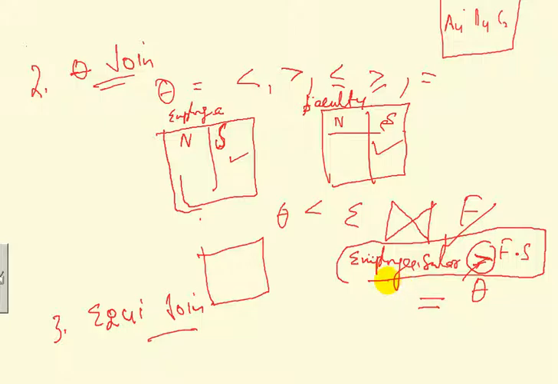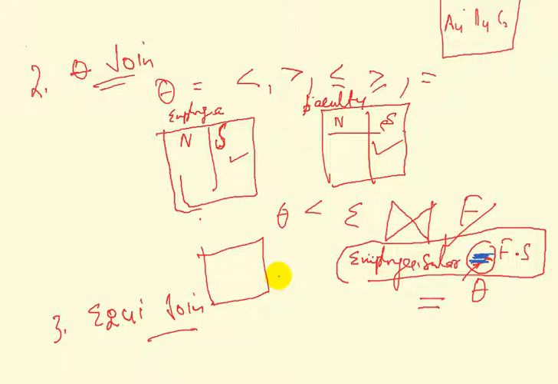So if you are saying is equal, this is the same theta join, and the condition is that employee.salary is equal to faculty.salary. The same thing becomes the equi join. So my point is that an equi join is also a theta join. So we have read only two kinds of joins so far.